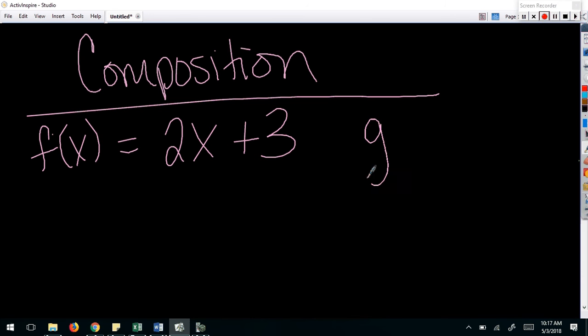I'm gonna kick it up a notch here and add another function. And in fact, I'm gonna make it the x plus 1 that I just used. I'm gonna say, okay, now g of x is x plus 1.